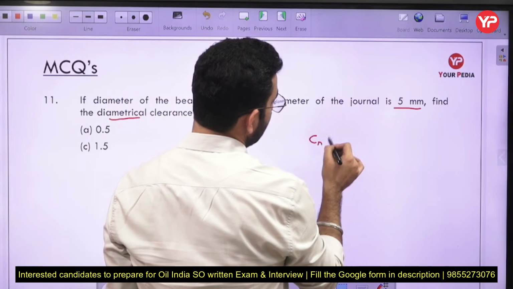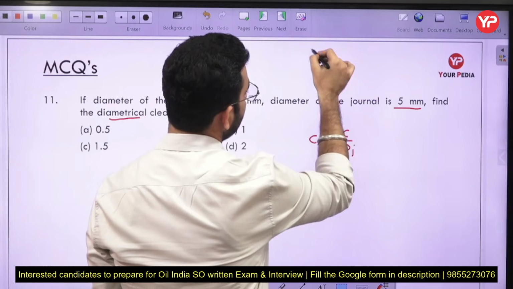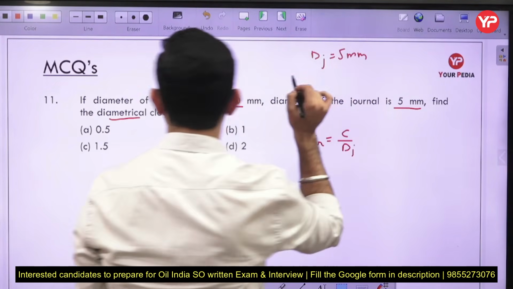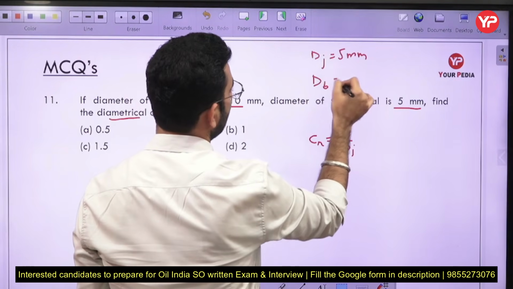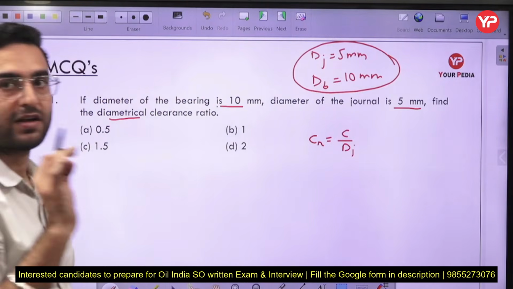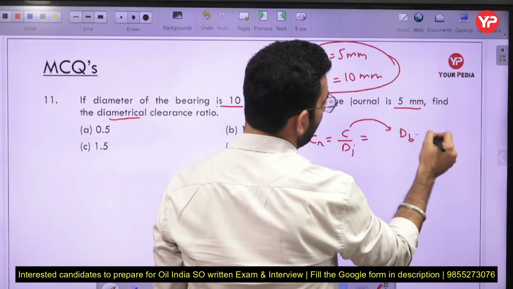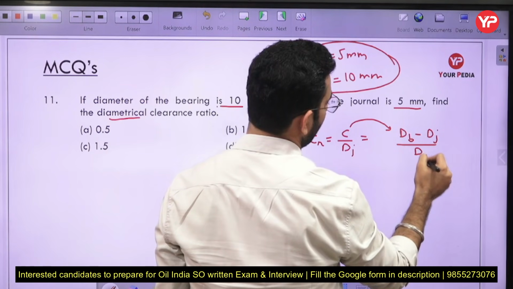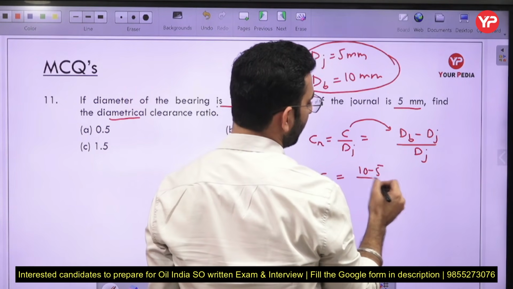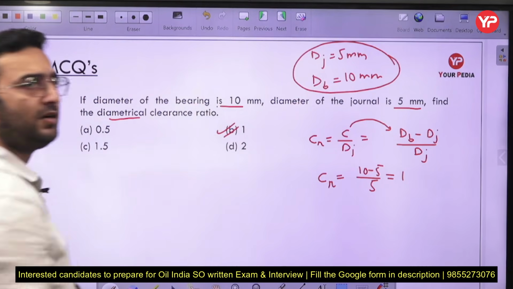It is simply defined as the diametrical clearance divided by the diameter of the journal. In this case, the diameter of the journal is 5 millimeter and the diameter of the bearing is 10 millimeter. First of all, we have to find the diametrical clearance. The diametrical clearance ratio will be the diameter of bearing minus diameter of journal, divided by diameter of journal, so 10 minus 5 divided by 5. The answer comes out to be 1. So option B will be the correct answer.